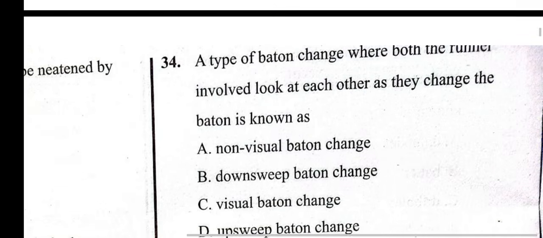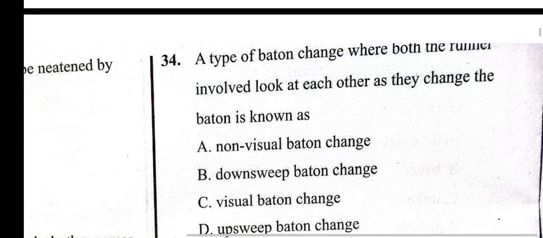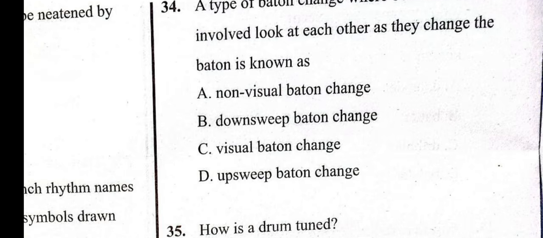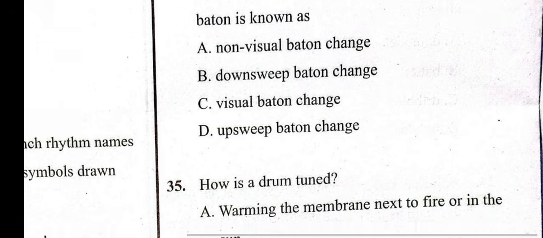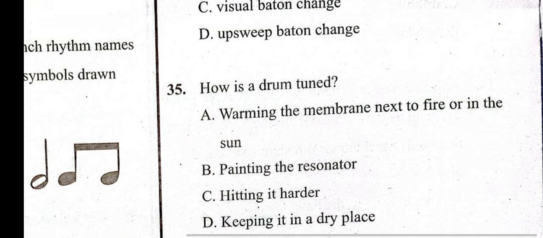A type of button change. Yes, number 34. A type of button change where both the runners involved look at each other as they change the button is known as, that one is visual when you look, but when you don't look at the receiver or the giver, that one is non-visual button exchange. So the correct answer here is C, visual button exchange.